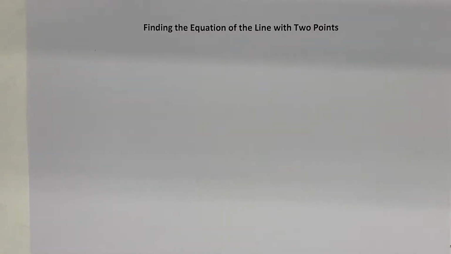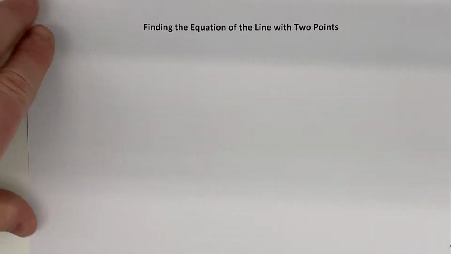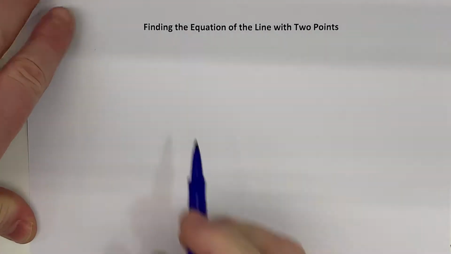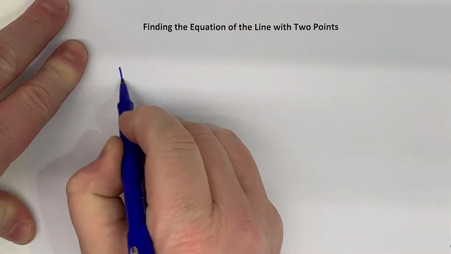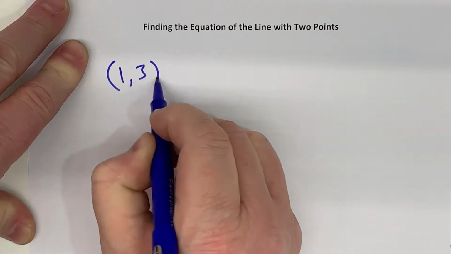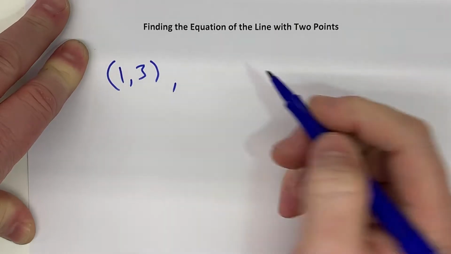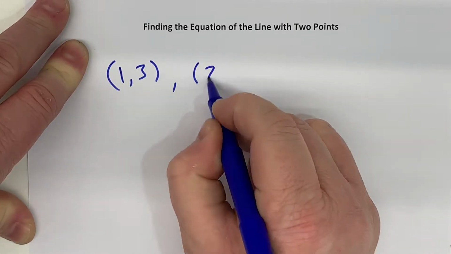All right, this is kind of a fun one actually. So it says find the equation of the line with 2 points. So you're given 2 coordinates and I want you to find the equation of the line that goes through it. Let's just go ahead and start with 2 points. We'll say 1, 3, and let's say 2, 7.